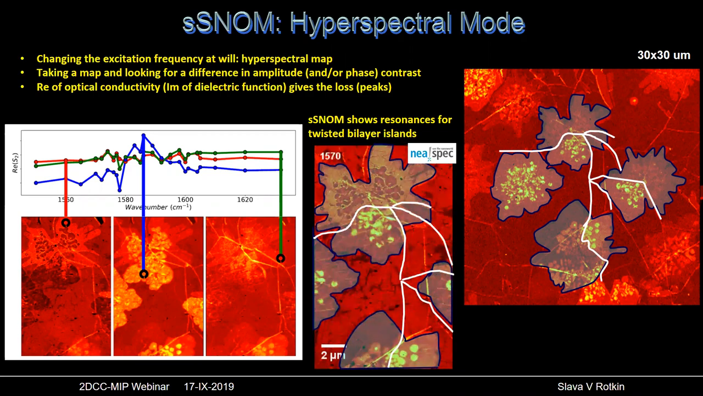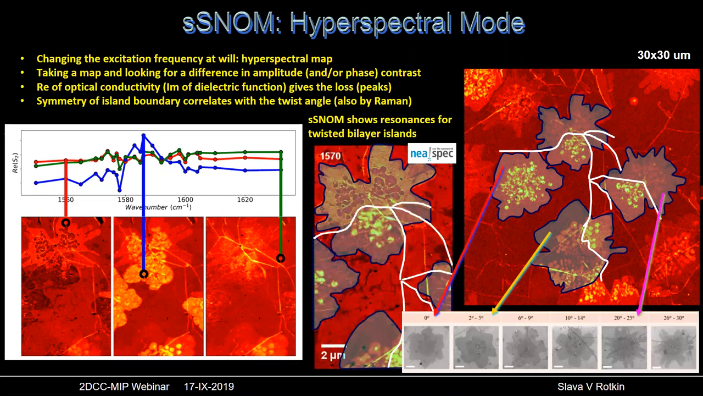The peaks in frequency are related to the optical conductivity or dielectric function of the sample. If you have a peak, it corresponds to a certain loss in the sample. So it's very natural to think about what the frequency of the peak is and what this frequency could correspond to. Also, looking at the shapes of the samples that we study here, from a separate paper published a couple of years ago, we know that certain shapes correspond to certain twist angles of the bilayer islands. So there is a correlation between the peaks in the optical signal and the twist angle of the bilayer graphene.